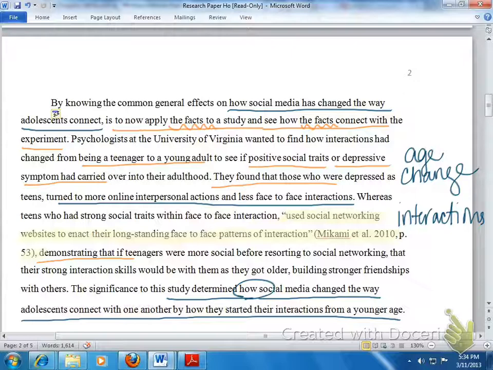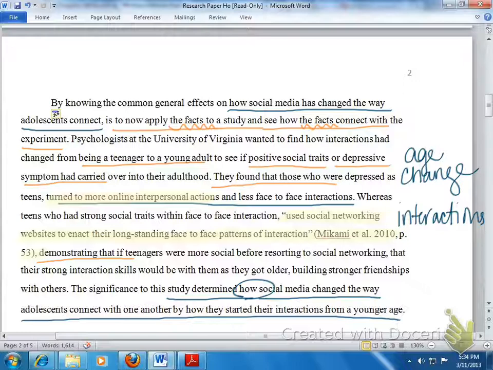They found that those who were depressed as teens turned to more interpersonal actions and less face-to-face interaction. So there is a change, right? They're saying there is a change. So how did it change? It's how much face-to-face interaction versus online activity. But that hasn't been restated yet. This is saying they did something. What changed? They turned to more online. They basically went to Facebook to hang out with their friends more than seeing their friends in person. And if they would have restated that to me in those kinds of terms, I would go, oh, I see.